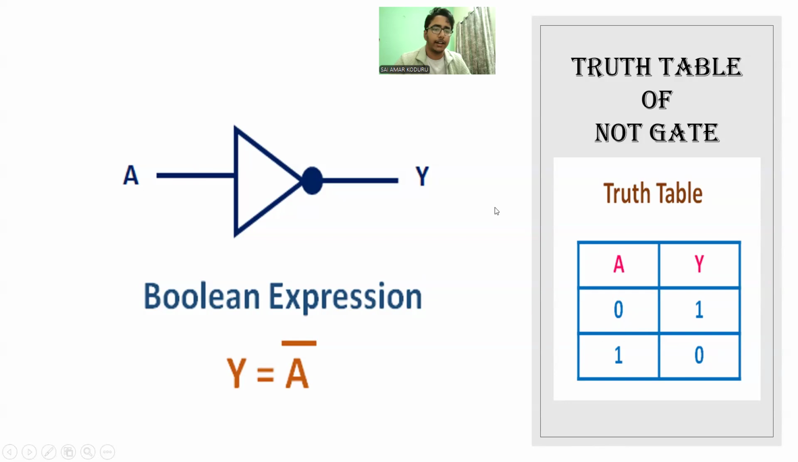Let's look at the circuit diagram over here. We can see that there is only one input, A, and we are only getting one output, Y. Now the Boolean expression is Y equals A bar. The bar here represents the complement of the given input, which means Y is the complement of A. Truth table of the NOT gate. If the input is 0, then the output would be 1. And if the input is 1, then the output would result in 0.